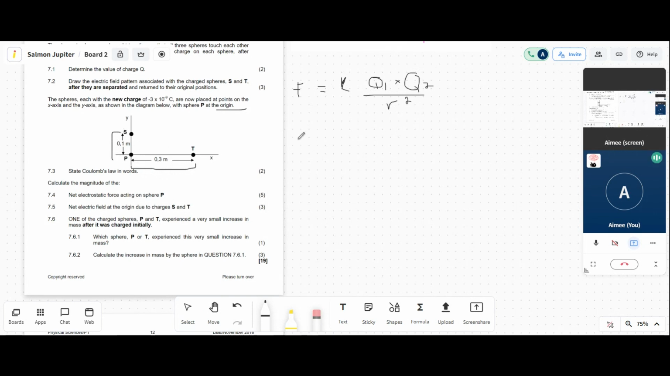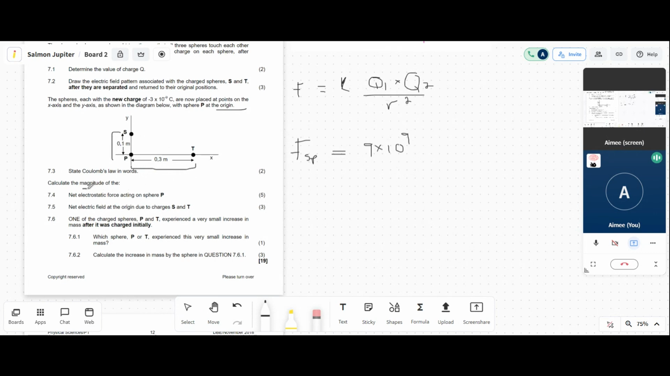So I'm going to start with SP. Electrostatic force of SP, of charge S on P. So we start with K. K is a constant. You can get it on your formula sheet. And the value for it is 9 times 10 to the power of 9. Then we substitute in our charges.